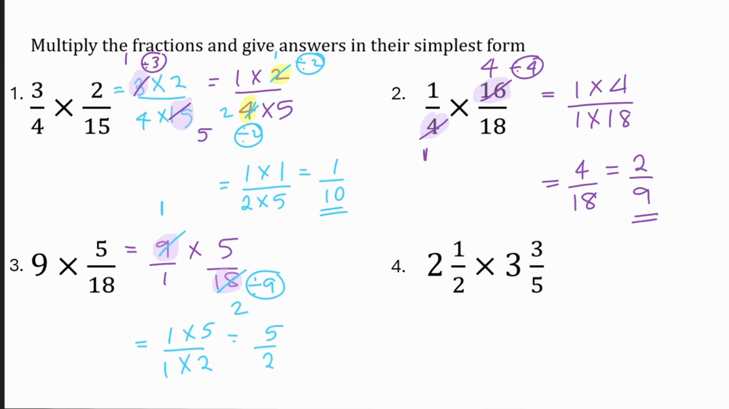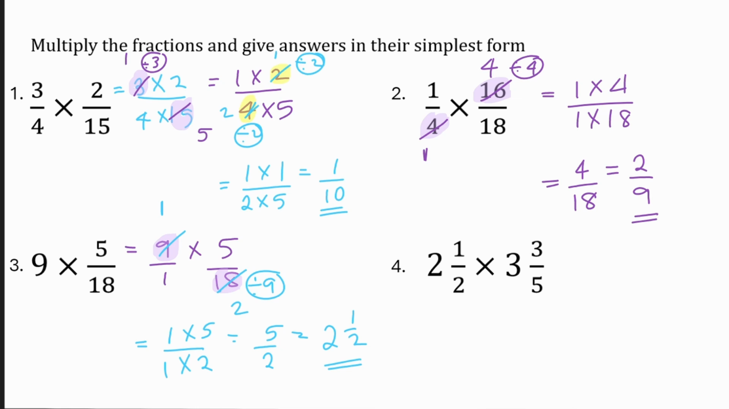Because this is a top-heavy fraction, I can write it as a mixed number. So 5 divided by 2 gives me 2, with a remainder of 1, and my denominator will be 2. And 2 and 1/2 will be my final answer.